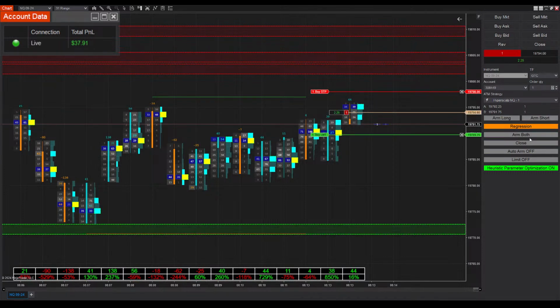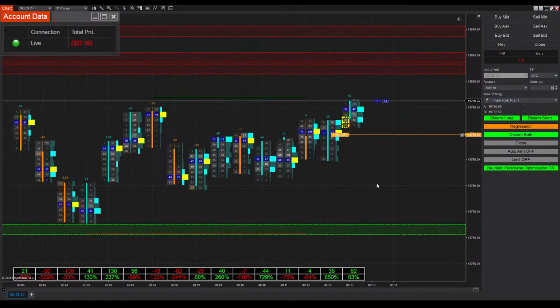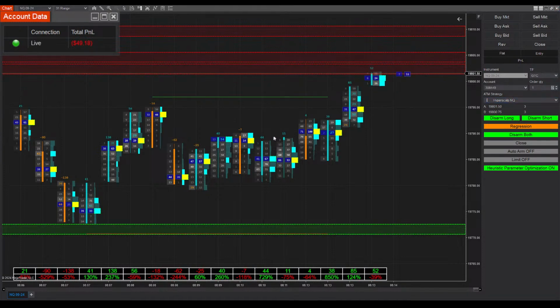Just got put into our first trade of the day here. Oh man, we're only using one contract. We're going to have to scale that up after this. We ended up losing it anyway, so that's okay. Let's bump our order quantity up to 4.